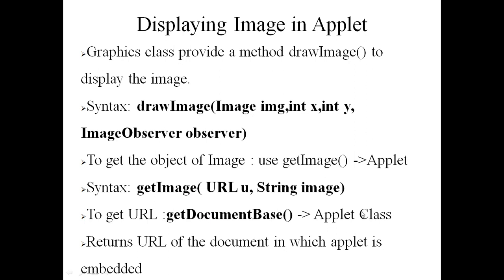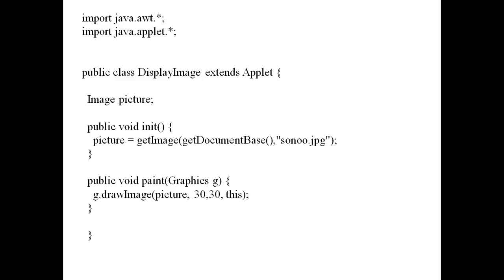Let's see an example on how to display an image in an applet. Now you have imported the applet package as well as the AWT package. Now I've defined the class public class DisplayImage which extends Applet. Now in the public void init, I'm using the getImage method. Why am I using the getImage method? Because the drawImage method is finally displaying the image, which accepts the image object as the first parameter. So I have to first get the image object. So I created Image picture, which is the object of the Image class. Now, from where will I get the image object? Using the getImage method.